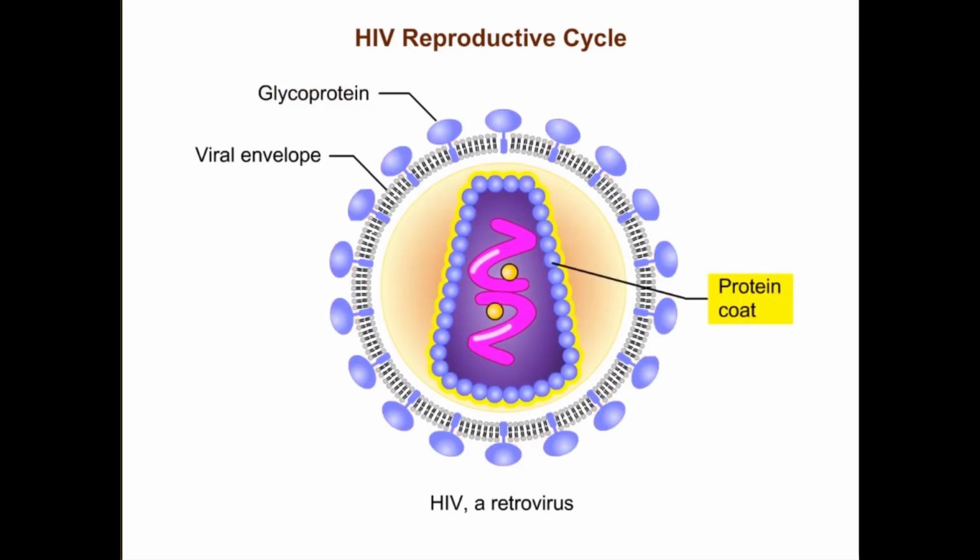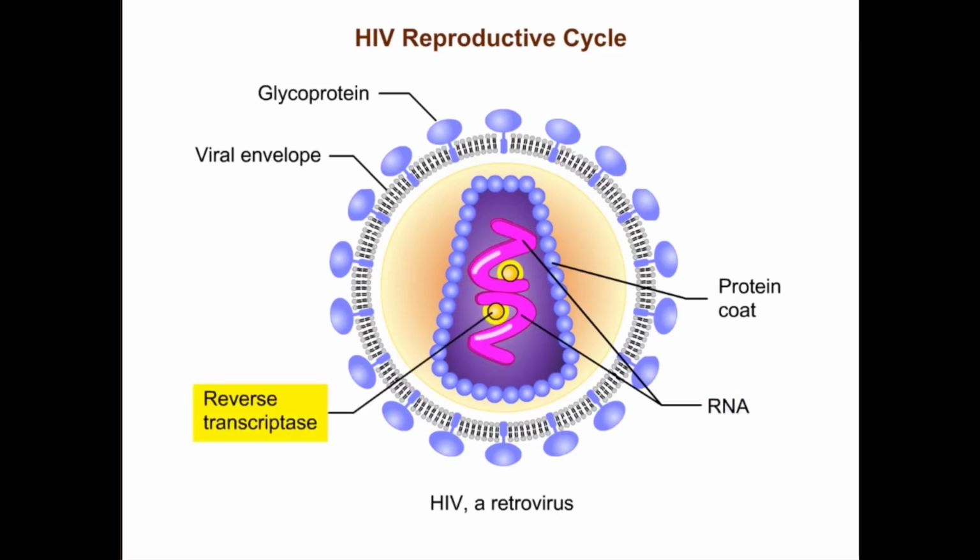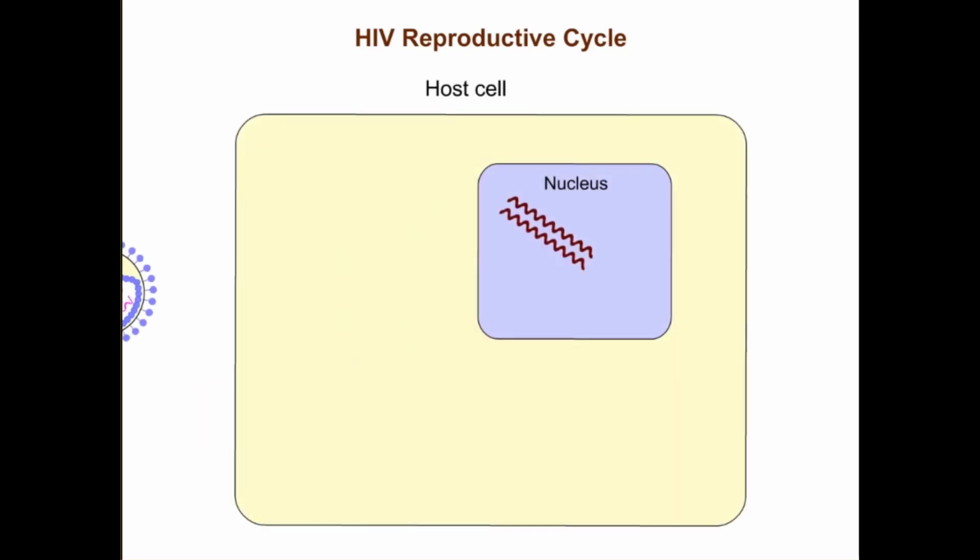A protein coat surrounds the viral genetic material, which consists of two molecules of single-stranded RNA. The enzyme reverse transcriptase enables the virus to make DNA from an RNA template, a trick for which this group of viruses is named retroviruses. The RNA molecules of HIV enter a host cell when the virus fuses with the plasma membrane, and the coat proteins are removed by enzymes.